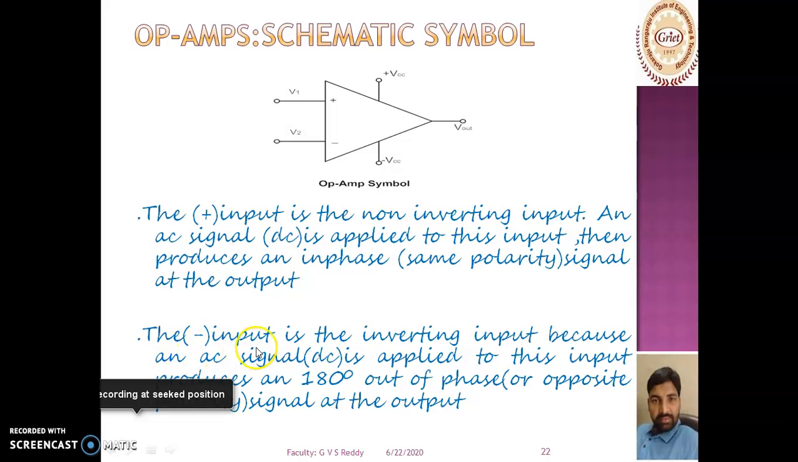The minus input is the inverting input, because when an AC signal or DC signal is applied to this input, then it produces a 180 degrees, that is, out of phase or opposite sign signal at the output.